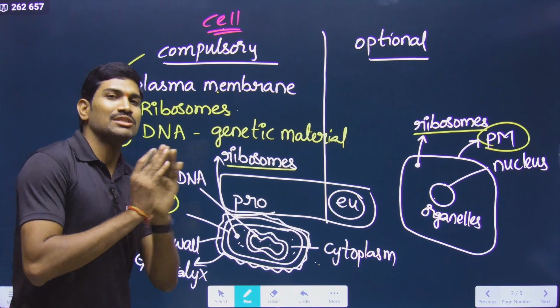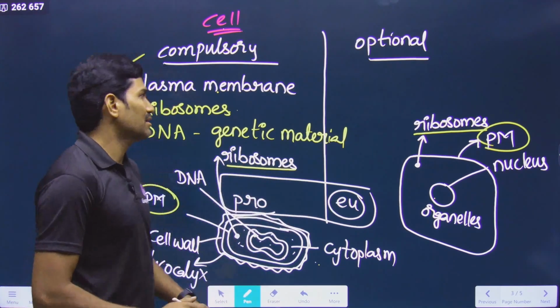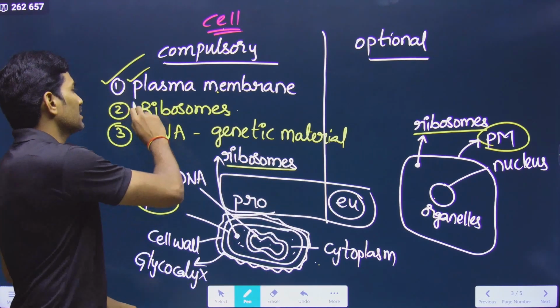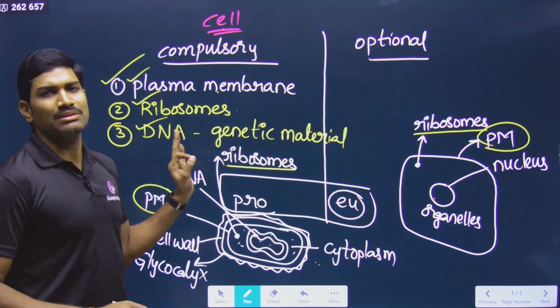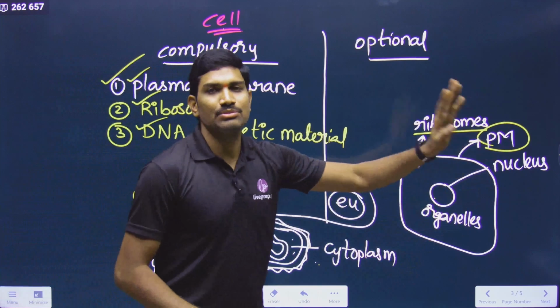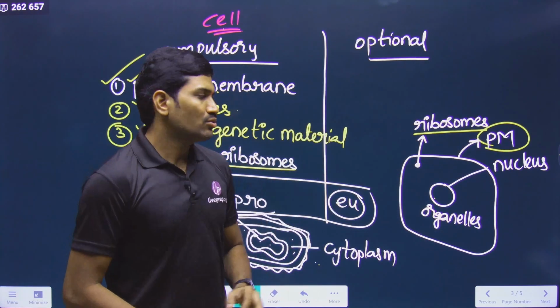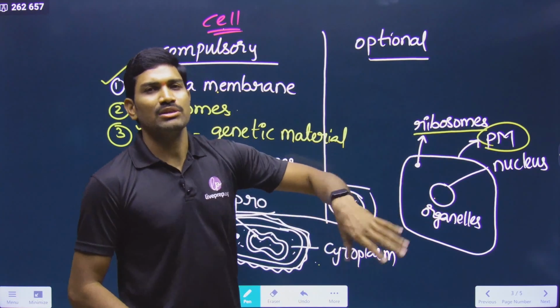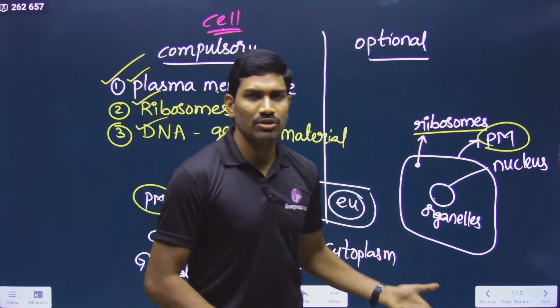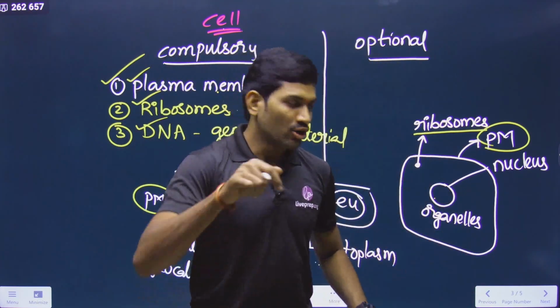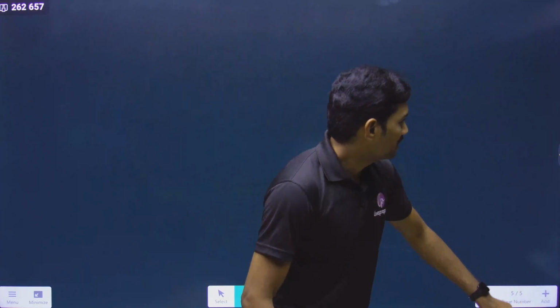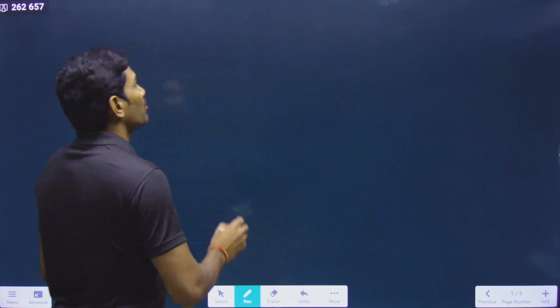I am talking with respect to survival. For survival, what are compulsory? Plasma membrane is compulsory, ribosomes are compulsory, and genetic material DNA is compulsory. These three are compulsory, and all the remaining are optional information. Understood or not? If they are present, yes, the cell will be a little more complicated like eukaryotes. If they are not present, it will be very simple like a prokaryote. That's it. And now here in the NCERT, they are specifically talking about the prokaryotic cell.